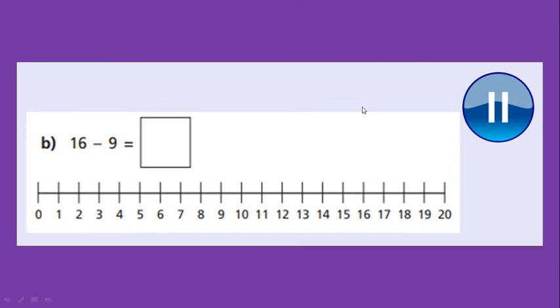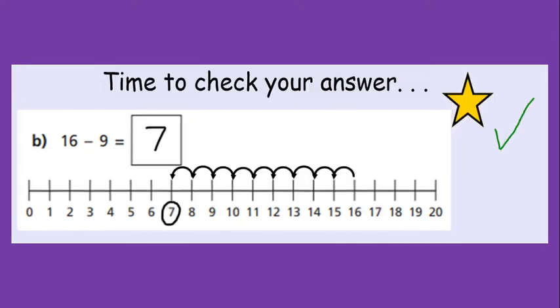Okay, this time we are starting at 16. Okay? So you need to find 16 and then you need to take away 9. So how many jumps back does that mean you need to do? If you're taking away 9, how many jumps back? When you get to the number once you've done your 9 jumps back, write down the answer for me. Pause the video, work it out, and we will check on the next slide.